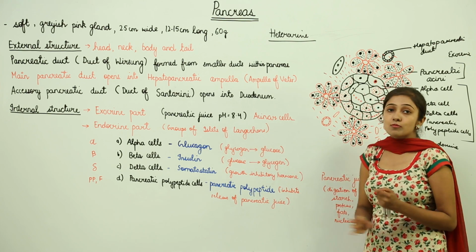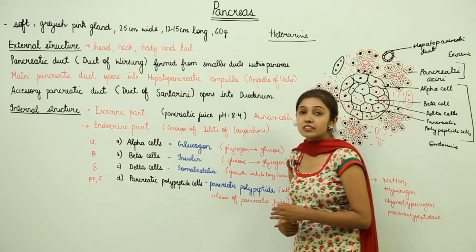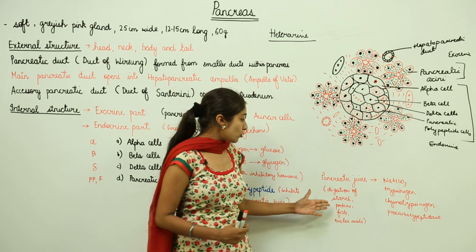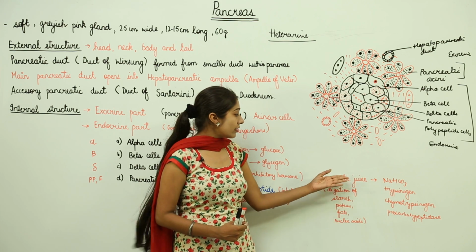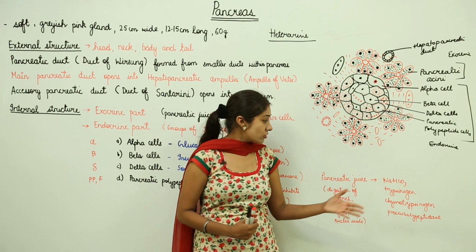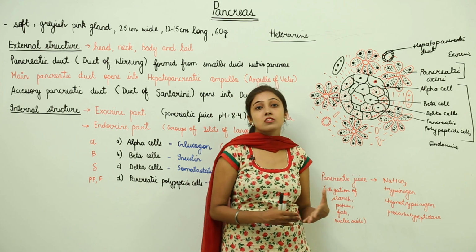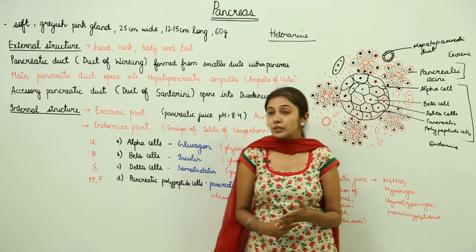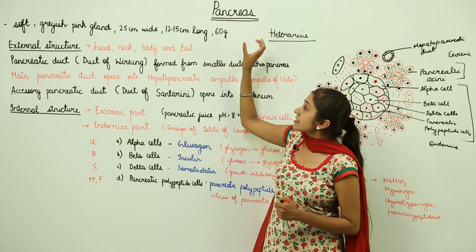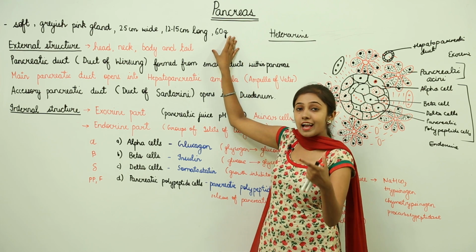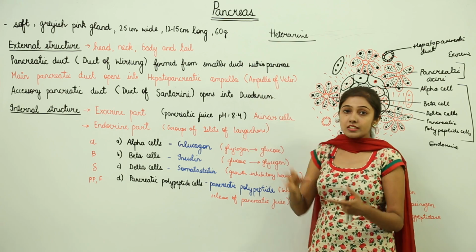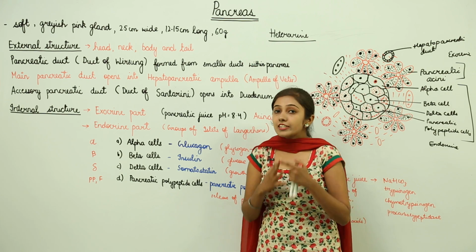So the pancreas forms one of the very important glands that helps in the digestion of starch, proteins, fats and nucleic acids by releasing pancreatic juice, which is rich in enzymes as well. So this 60 gram gland is a very important gland when we talk about the digestive system.